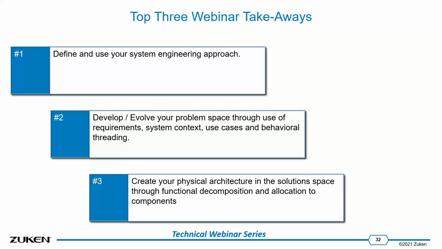Three, create your physical architecture in the solution space through functional decomposition and allocation. Too often we jump directly to that physical. Really work through the behavioral simultaneously. Don't just jump to your physical solution. So those are the 3 top takeaways I'd like you to walk away with today.